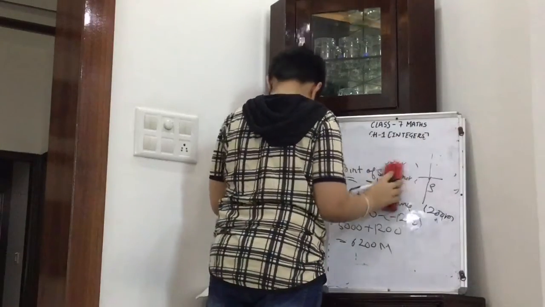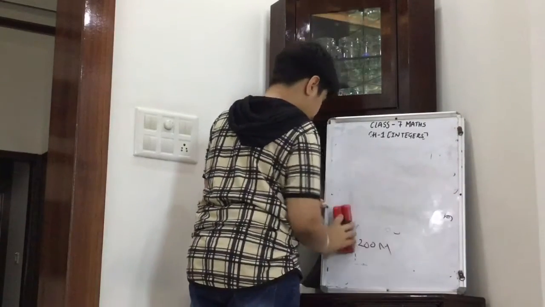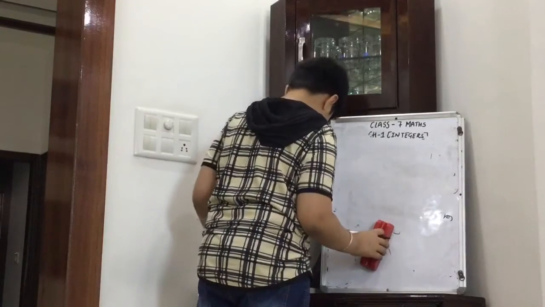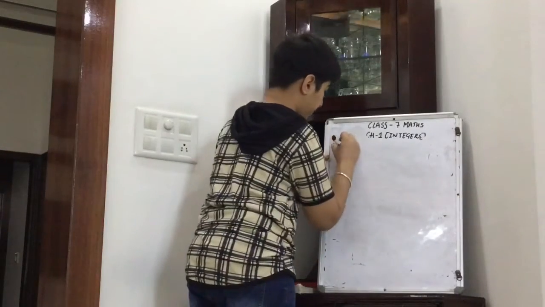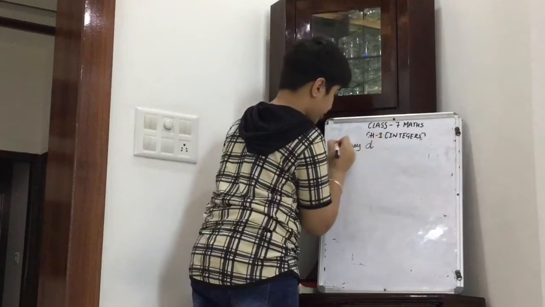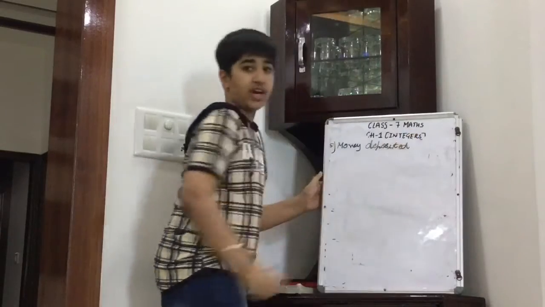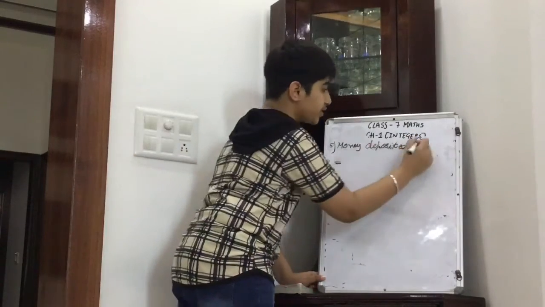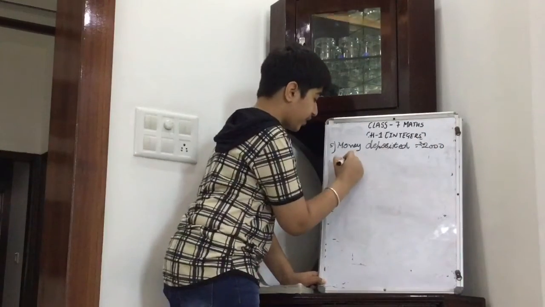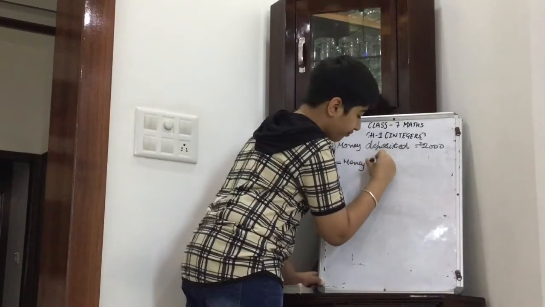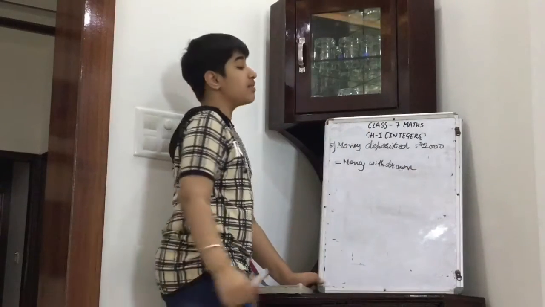The fifth question says, Mohan deposited 2000 rupees in the bank. He withdrew 1642, and money is left in the bank. So what are we going to start with? Money deposited first. We'll write money deposited. It is 2000 rupees. The deposited is actually plus, whereas we can write here money withdrawn, which is when you draw the money.